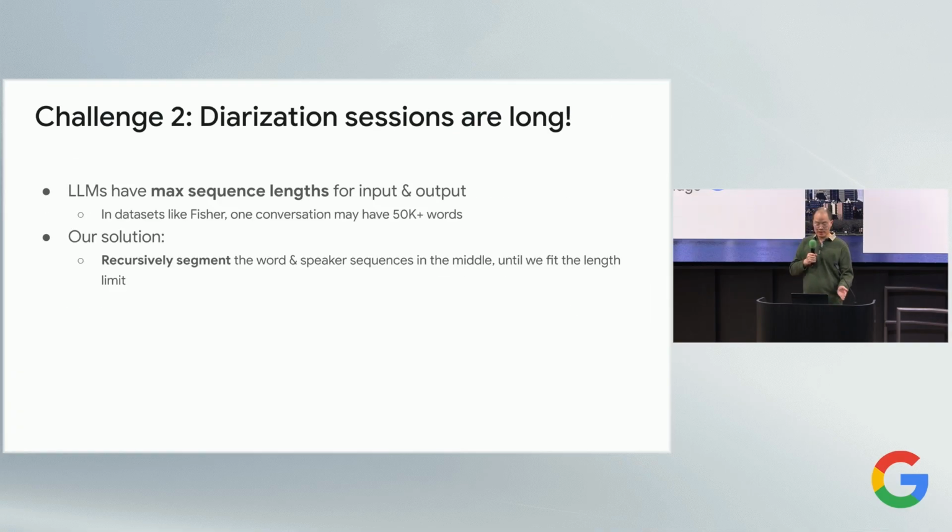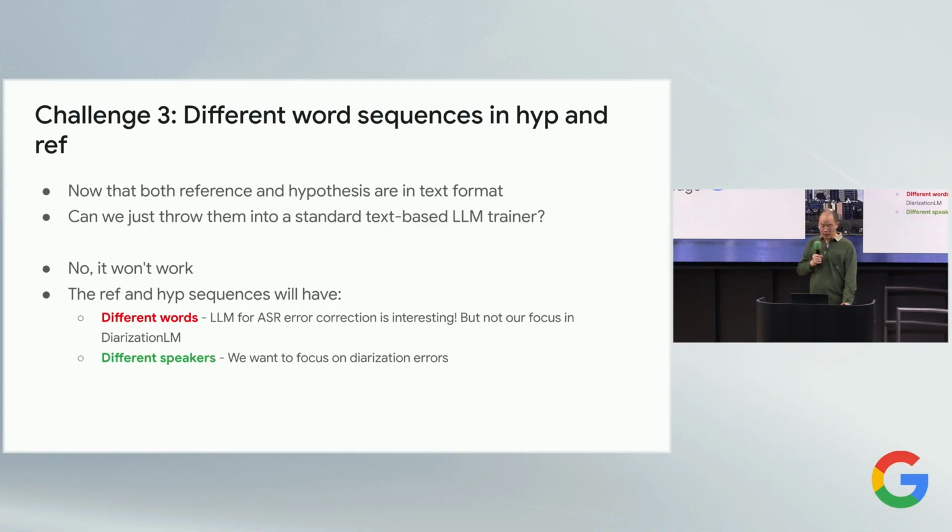Another challenge is that if you have played with any LLM API, you know that LLMs have a max input sequence length. This can be thousands of tokens, but we find that in diarization datasets like Fisher, one conversation may have more than 50,000 words, which easily won't fit the length limit. So our solution is to recursively segment the word and speaker sequences in the middle until we fit the length limit. Now we have both reference and hypothesis in pure text format, and they fit the length limit of the LLM.